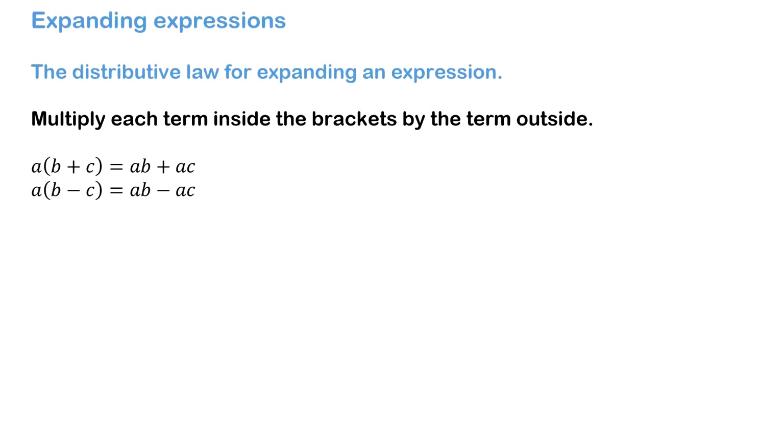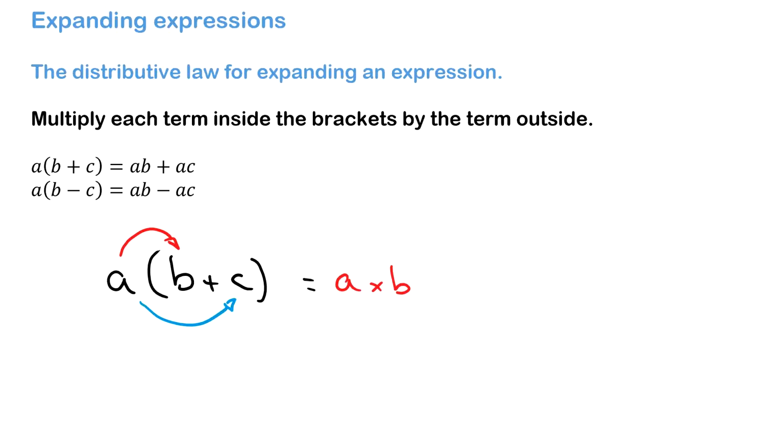Now, the way I like to do this is if I have an expression such as this, I like to draw arrows. So I'm saying that each arrow is a representation of a multiplication that's occurring. So if I'm doing the red arrow, it's going to be a times b. We then have the blue arrow, which is going to be a times c. We then can solve that. A times b is ab, and then a times c is ac. Alright, so we draw these arrows and remember each arrow represents multiplication.